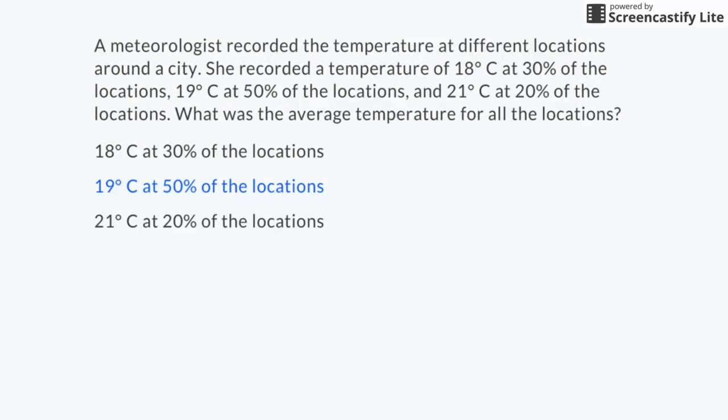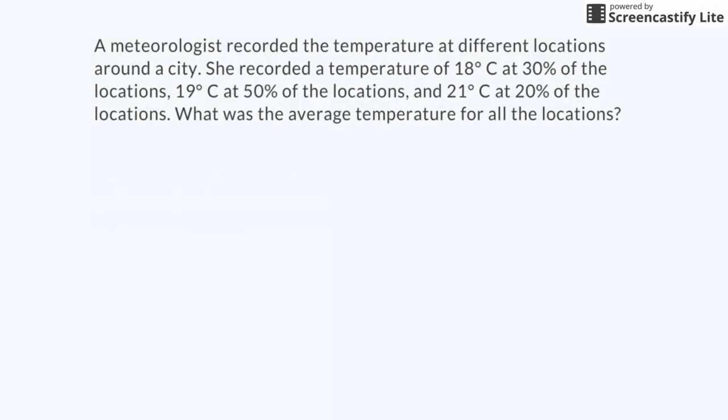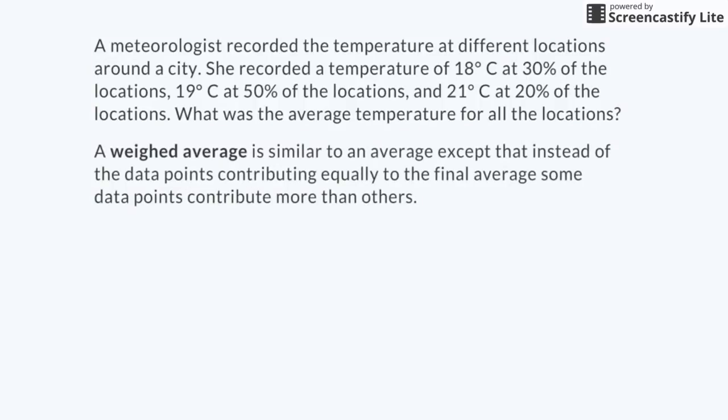19 degrees Celsius has a greater weight. In this case, I'm going to have to use a weighted average. A weighted average is similar to an average, except that instead of the data points contributing equally to the final average, some data points contribute more than others.